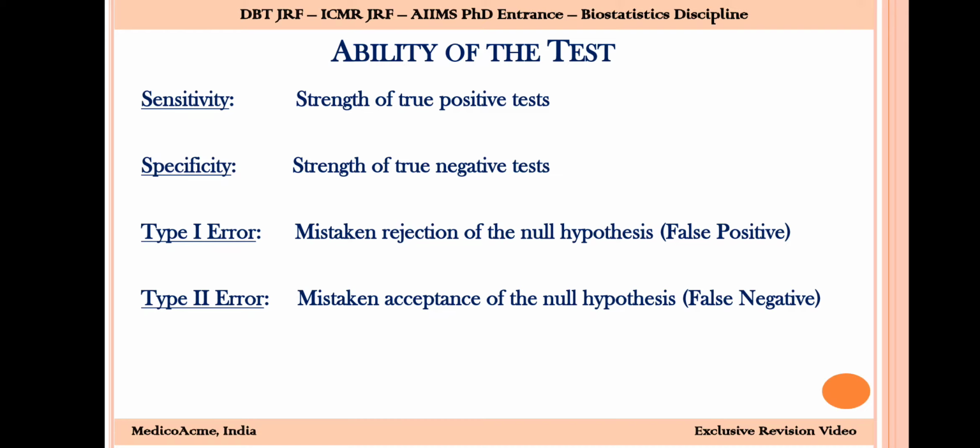Type 1 error is the mistaken rejection of the null hypothesis. So this is a false positive. The null hypothesis was true, but you have rejected it. The converse is type 2 error, the mistaken acceptance of the null hypothesis. The null hypothesis was false, but you have accepted it.